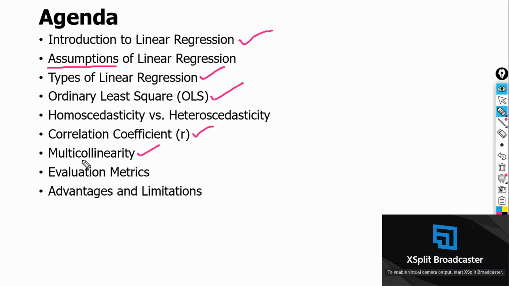Once after understanding all these topics, we'll understand what are the metrics that are used to evaluate a linear regression model. Okay, so friends, as part of these ML sessions, as I have discussed earlier, our aim is to build a model.